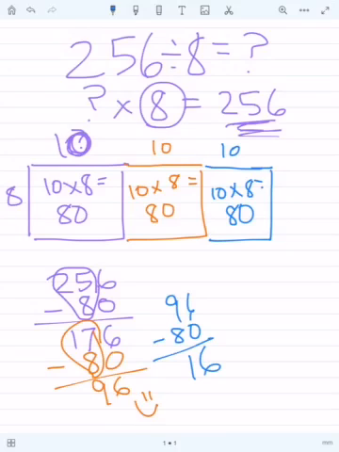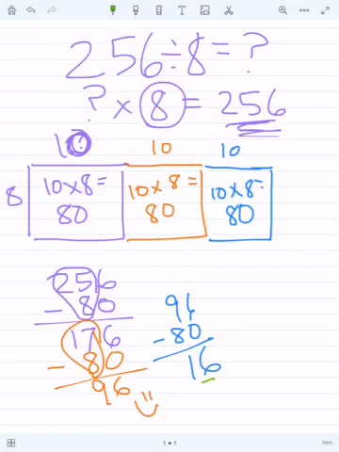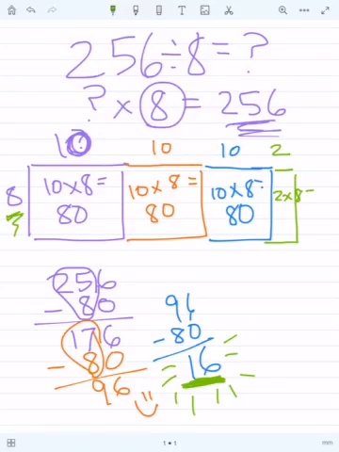Makes me a little sad because now I can't do another 80. But this number, 16, is exciting because it is a multiple of 8. So I'm thinking 8 times what gives me 16? Oh, 2. I just need 2 more groups of 8. 2 more groups of 8 will give me 16. And then 16 minus 16 is 0. I don't have any left. So there I have it.